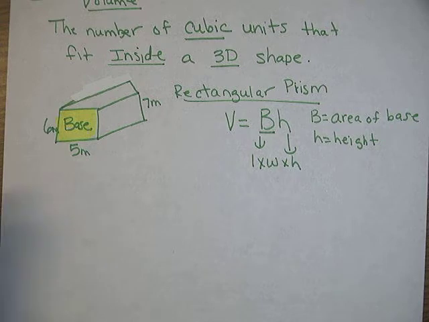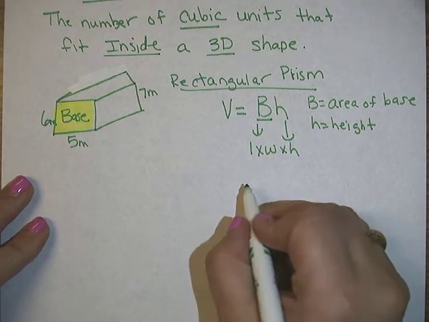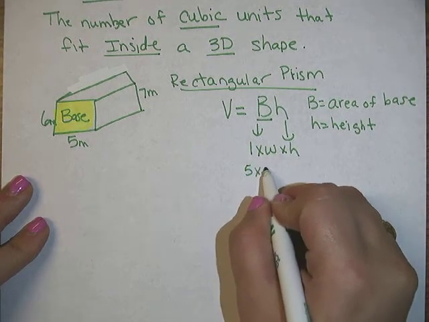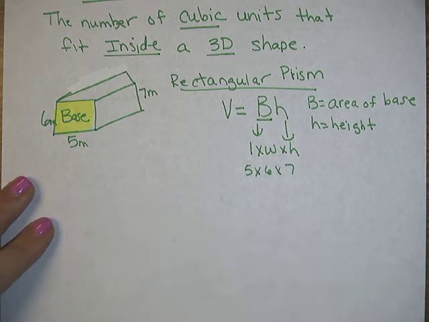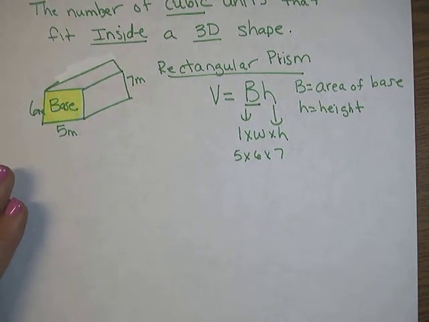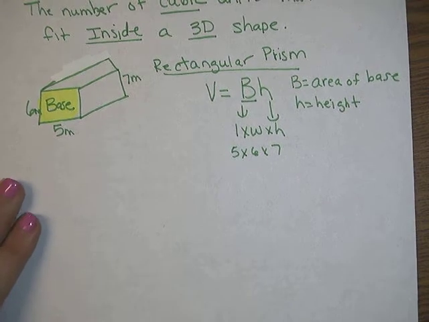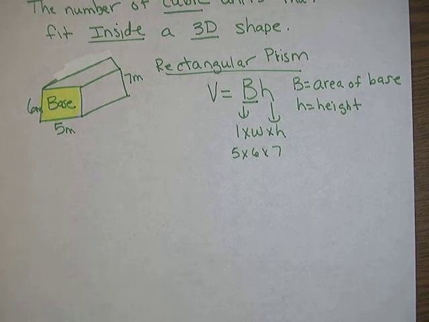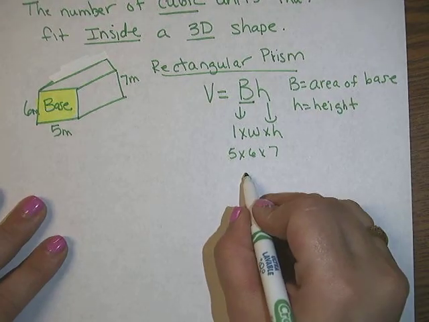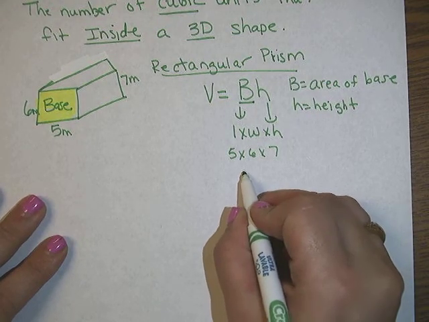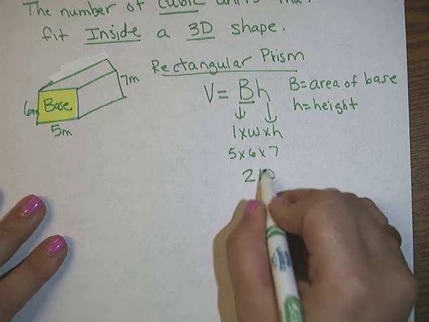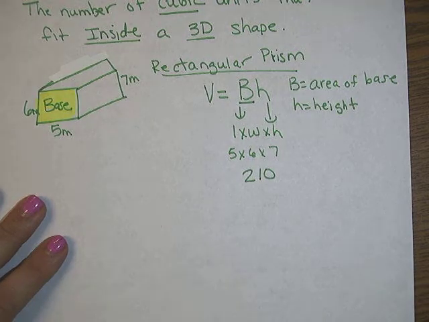So is it really just length times width times height? Yes, but we're starting with this one because the other ones are not going to be quite as easy. Okay? So now I just multiply 5 times 6 times 7. What is the volume of this rectangular prism? Anybody else get 210?